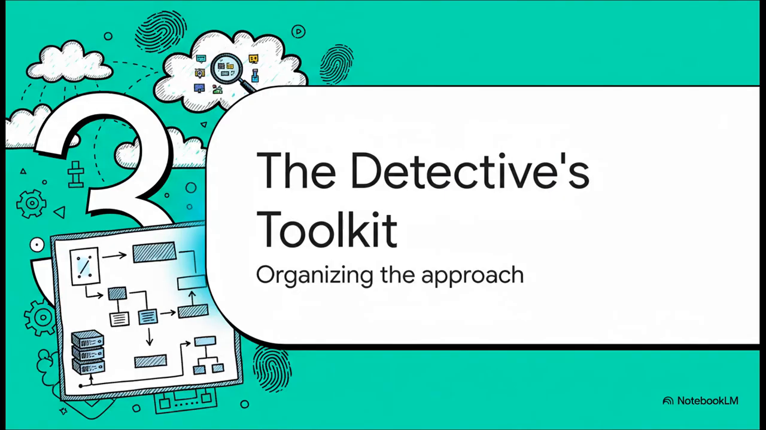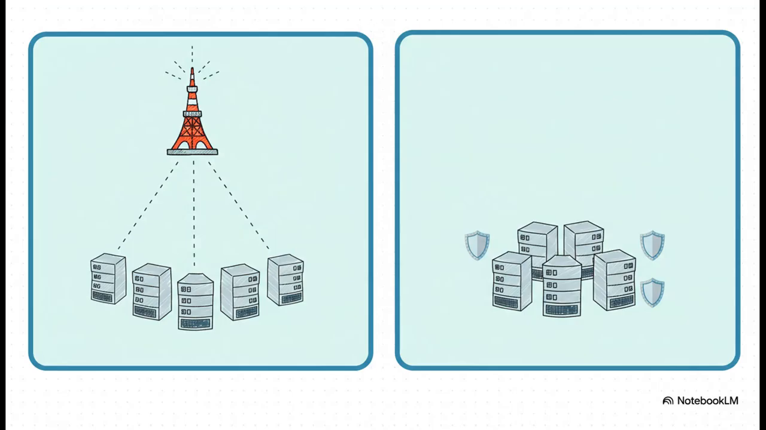Okay, so we've got our clues. But a giant pile of fingerprints is pretty useless if you don't have a system to organize and analyze them. So now it's time to pop open our detective's toolkit and check out the different ways we can make sense of all this data. At a really high level, it boils down to a strategic choice. Do you build one massive central watchtower so you can see everything from a single vantage point?